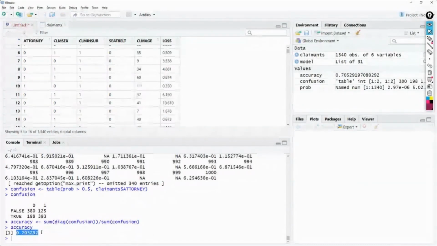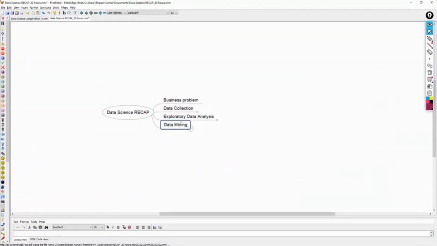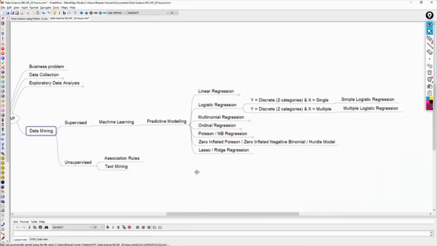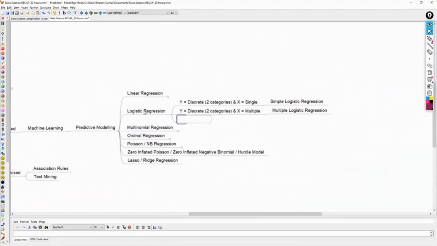So you built a model. If your customer asks you what is the accuracy, what would you say? It is 70% accurate. That's it. You built logistic regression. Very simple, right?